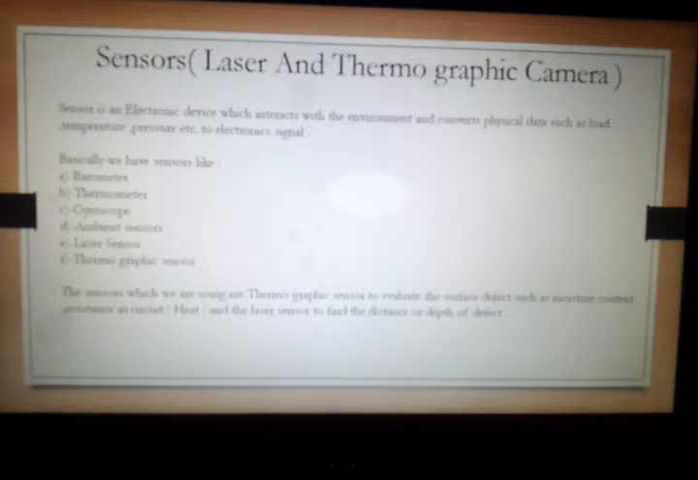So the sensors which we are using are a thermographic sensor to evaluate the surface defect such as moisture content and resistance in a circuit, and the laser sensor to find the distance or depth of the defect.